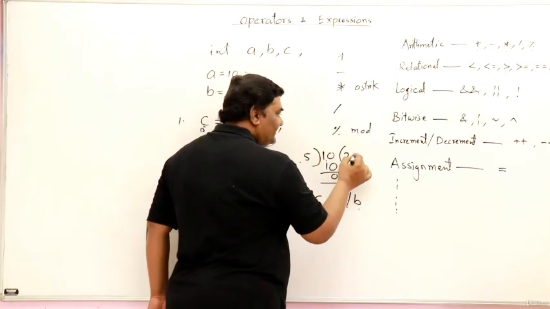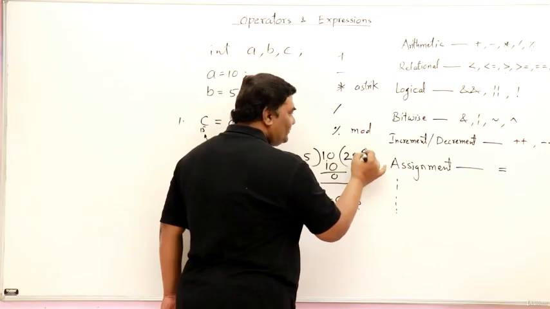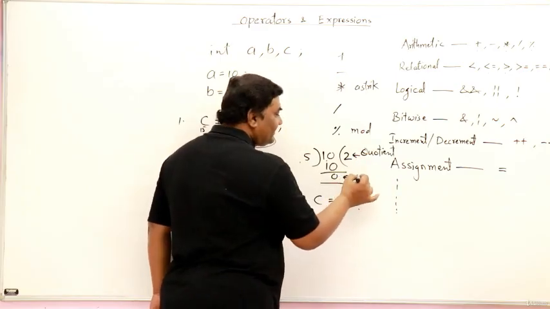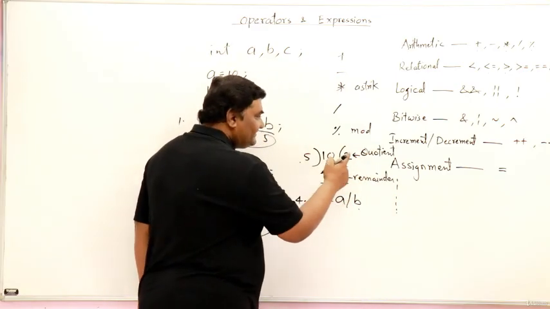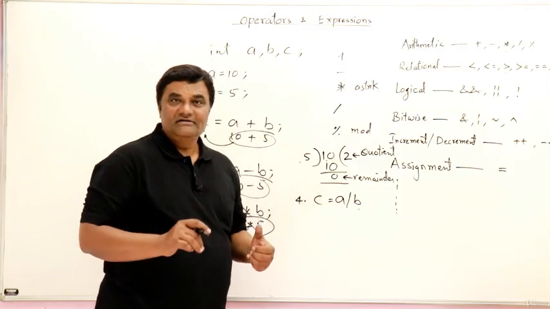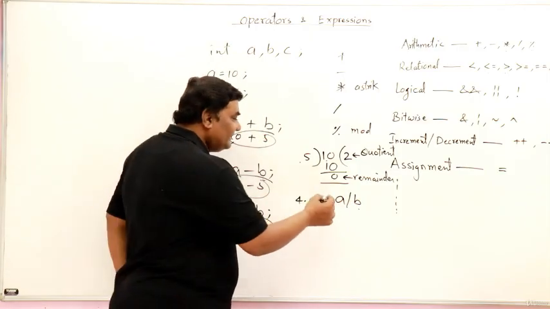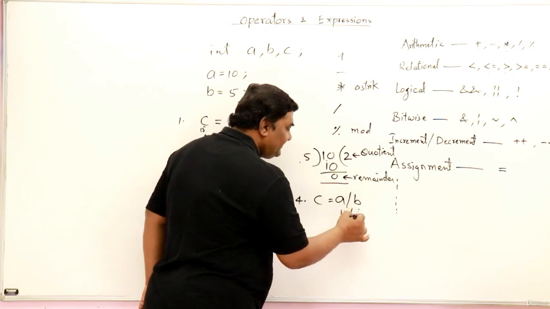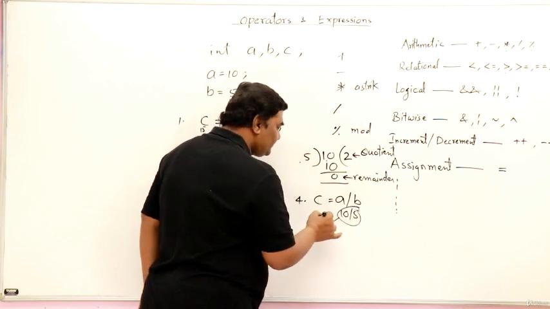Dividend, divisor. So this is important for us. This is quotient. This is remainder. This is quotient and this is remainder. So when I use divide, what do I get? If I use divide, I get the result, that is quotient. So 10 divided by 5, quotient is 2.